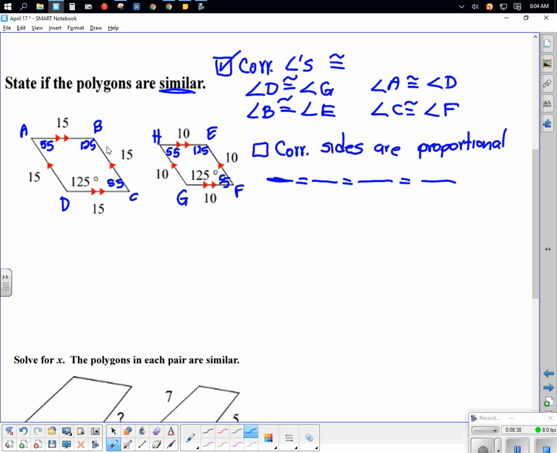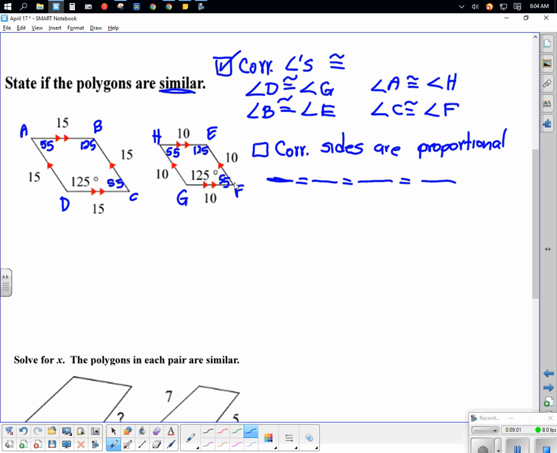Now B corresponds to angle A, so this should be an H. So let's make this angle H. And I'm sorry, not A, and B3. Everything else is correct now.